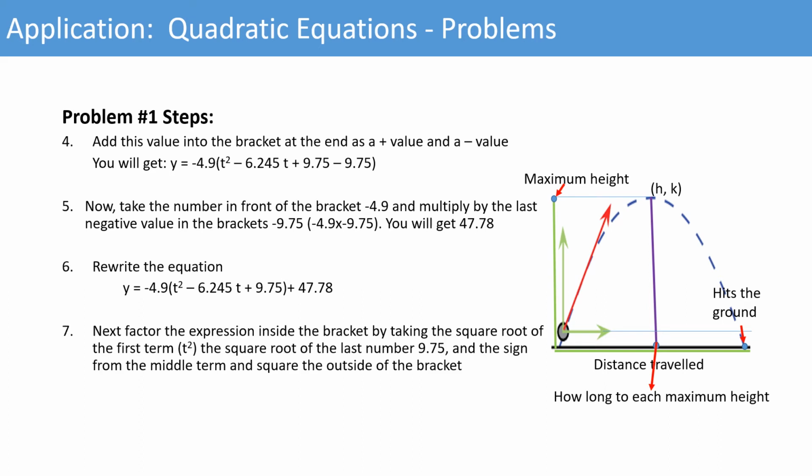Next, factor the expression inside the bracket by taking the square root of the last number, 9.75, the square root from the first number, t, and the sign from the middle term, and square the bracket. This would be written as negative 4.9 times t minus 3.1225 to the exponent 2 plus 47.78.